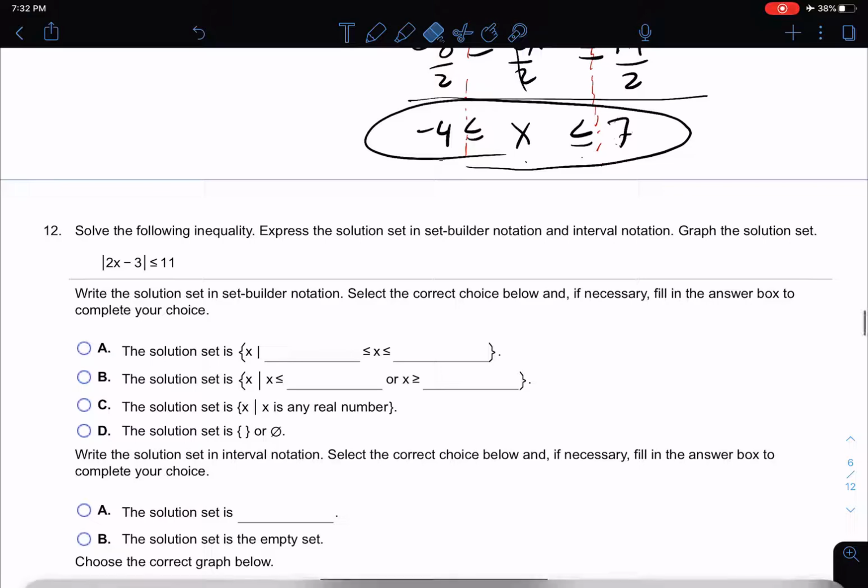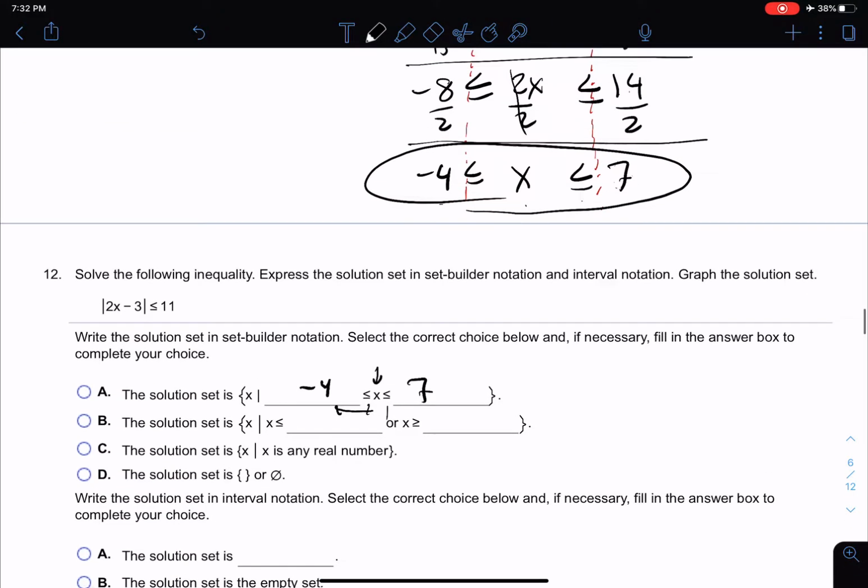Okay, so we've got our x in the middle, and we have less than, right? So, well, this is going to be easy. It's just going to be x is greater than or equal to -4. Notice I'm reading it from the inside out. And x is less than or equal to 7. So that's done. Next problem, write this in interval notation.